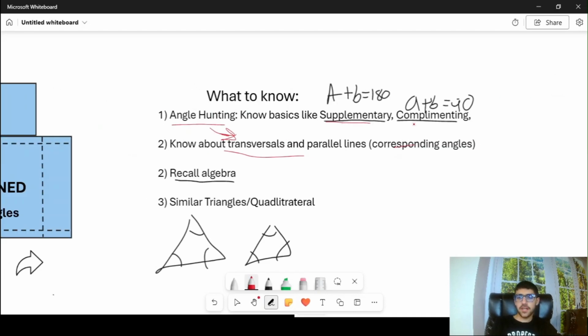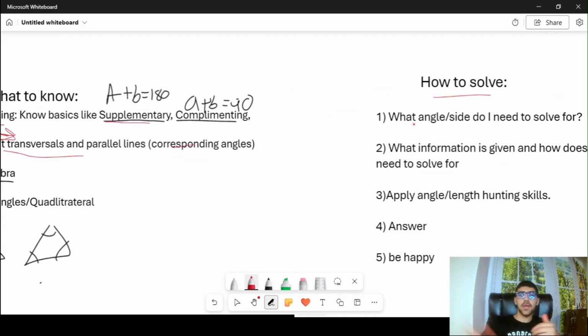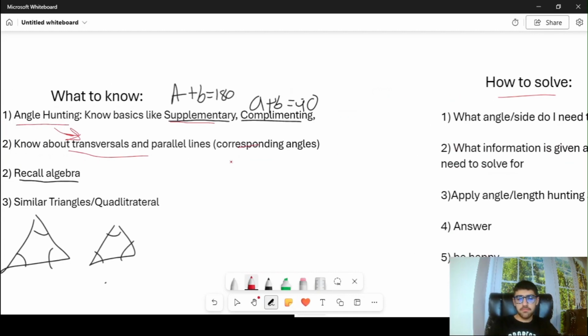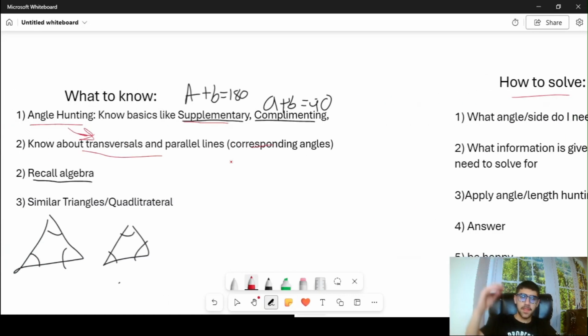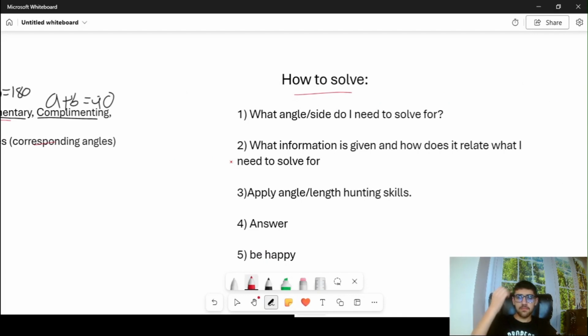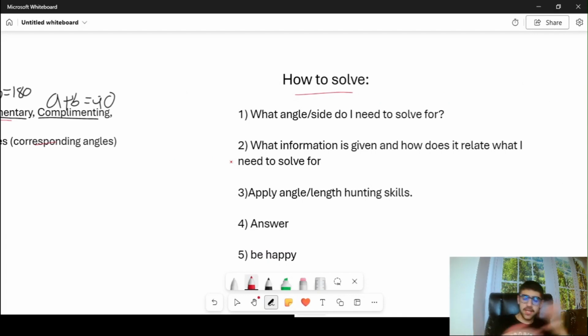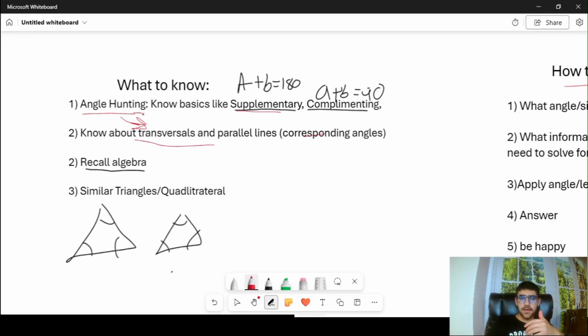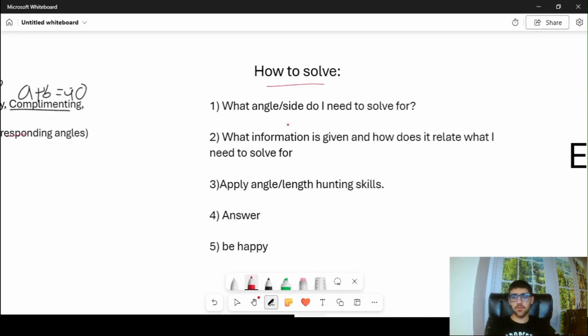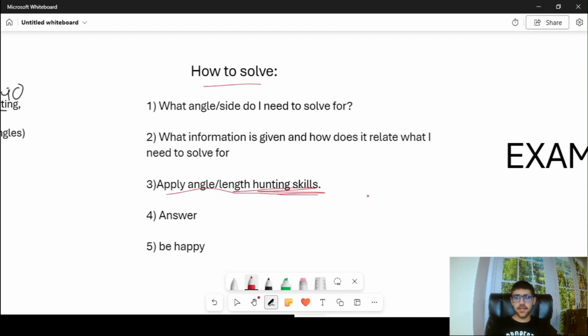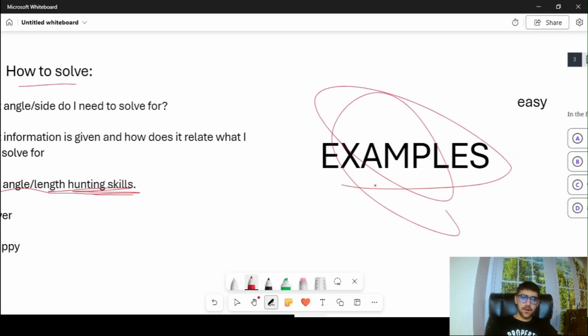Where can I use supplementary, complementary angles to help me? Maybe I can use a corresponding angle with a supplementary angle to find the side. You have to just look at the diagram, and then try to find how all the numbers given can correlate, which is why it's called angle hunting. It's not one set way. You have to keep trying and apply all the skills that you know, which is angle and length hunting skills. And then answer the question. So that's it for the procedure.